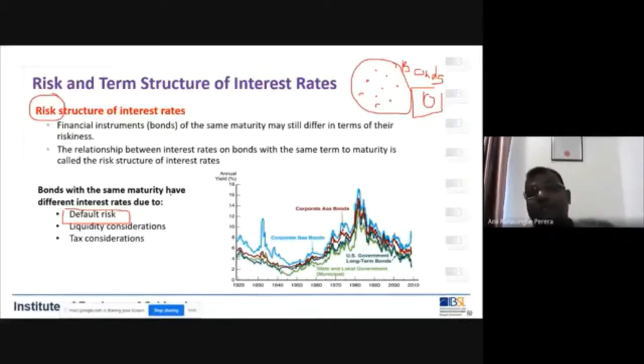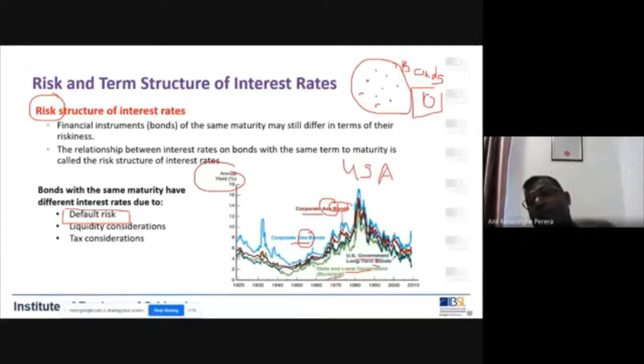So in this chart, we have an example. This is annual yield rates, interest rates for different bonds in USA. So what are the different bonds we have? If you look at these lines, we have government bonds, long term. We have state bonds. We have corporate. BAA means this is rating. Again, this is corporate. AAA means this is rating.